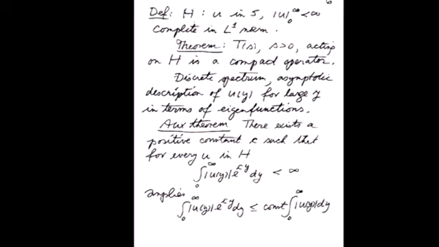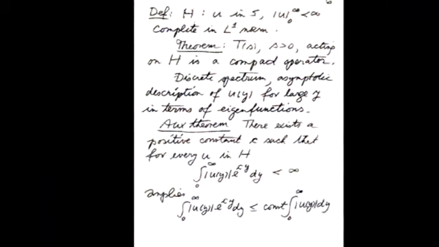And the main theorem that I want to prove or sketch the proof of is that the translation operators, which again form a semigroup, these operators are compact. And once you have that result, you can argue as before using Frederick Riesz's theorem. You have discrete spectrum. There's an asymptotic description.